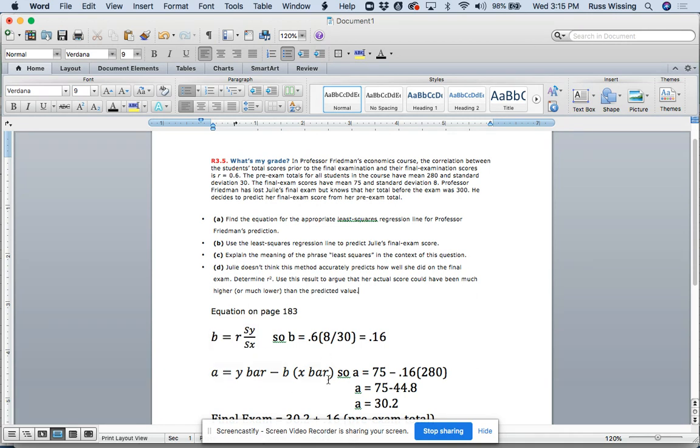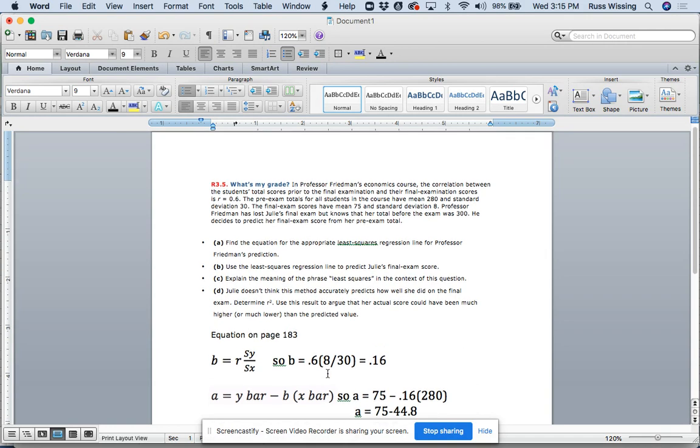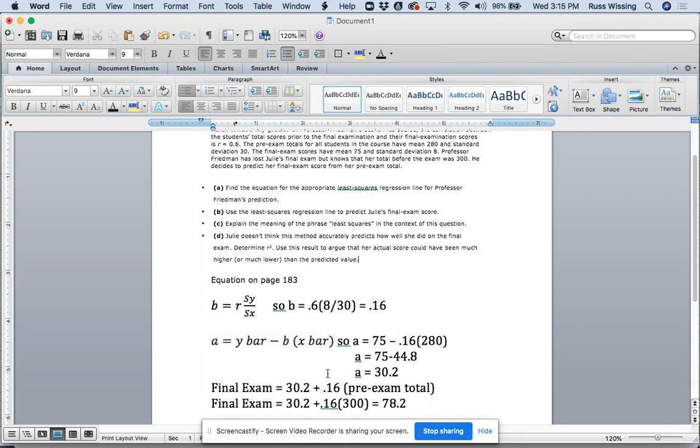So if we read through that problem up there, now remember that the y is your response variable and the x is your explanatory variable. So in this case, your scores before the final are your explanatory. The scores after are the response.